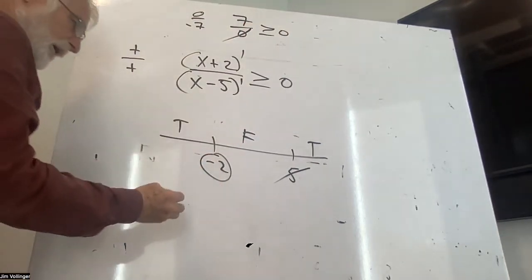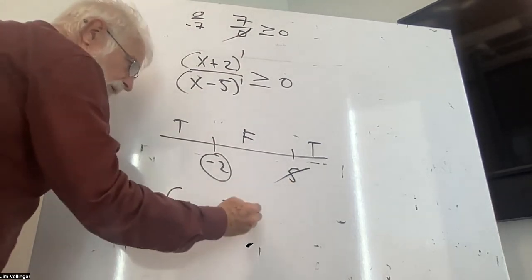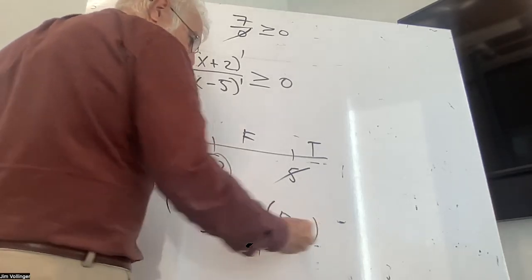Sign change. So what do we have? -infinity to -2, which does work. Union 5 to infinity, 5 doesn't work.